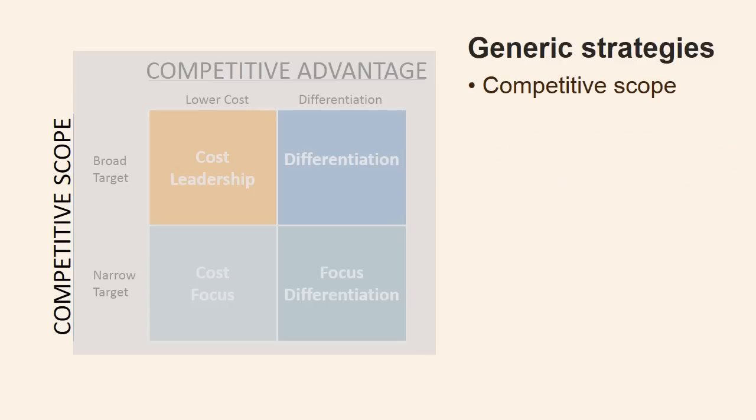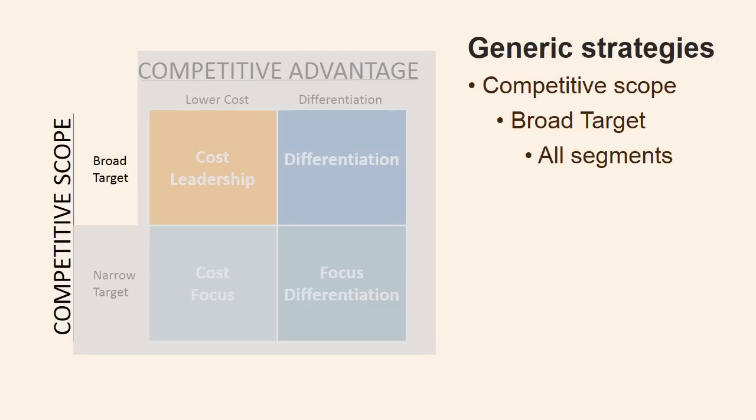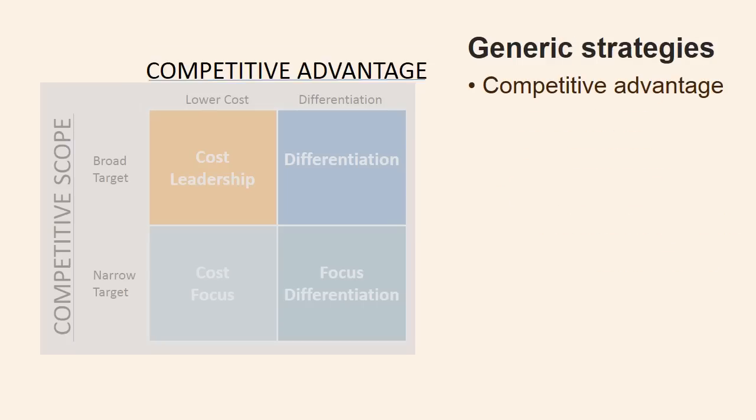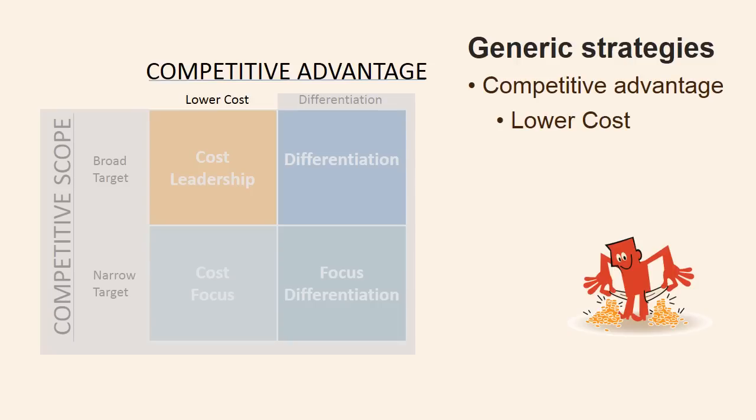We begin with competitive scope, sometimes also called the industry or the market. The firm has a broad scope and serves many or all segments in the industry, or has a narrow target where the firm focuses on customers in selected segments, where the focus can be more narrowly targeted at these customers' special needs.